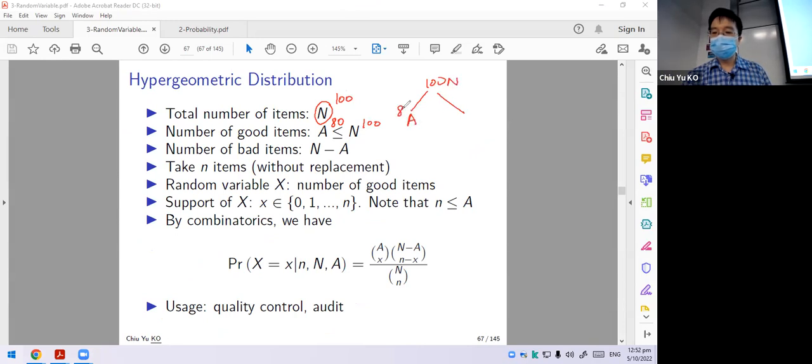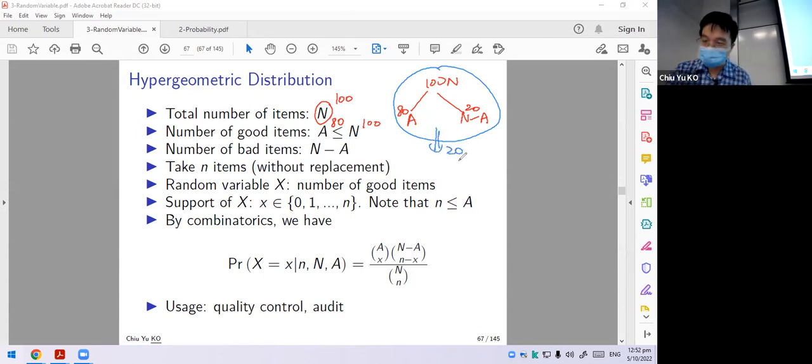The 80 of them, right? And 20 of them, N minus A, are the bad phones, called J phones. Okay. And out of this, I'm going to draw 10 of them. 10 of them, that's called a small n.